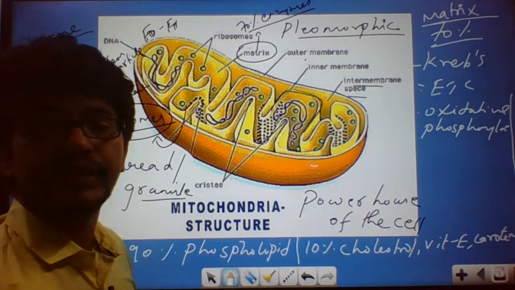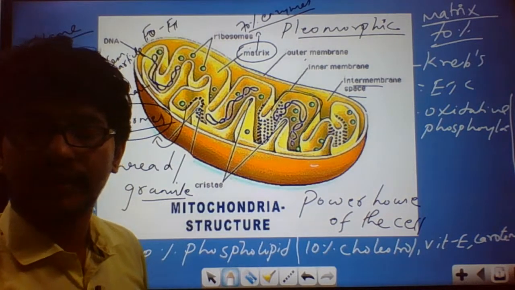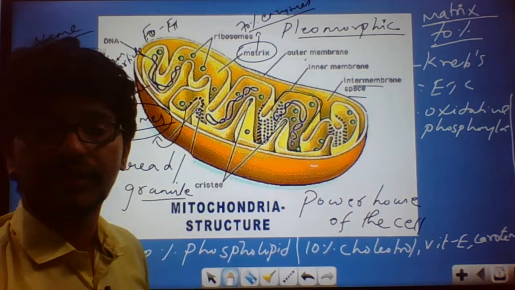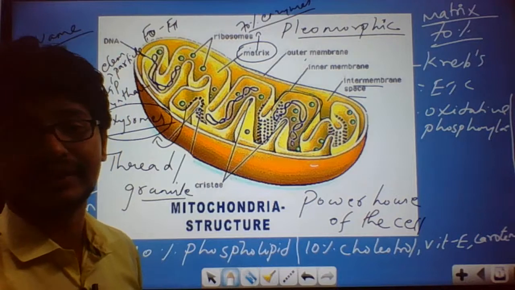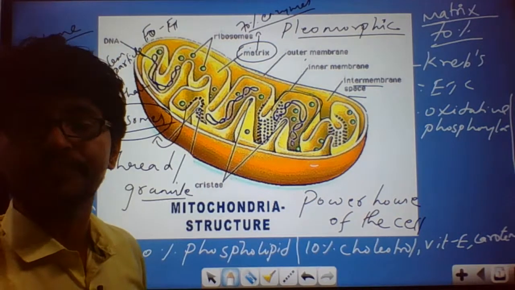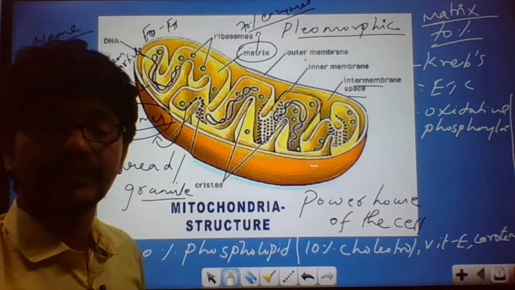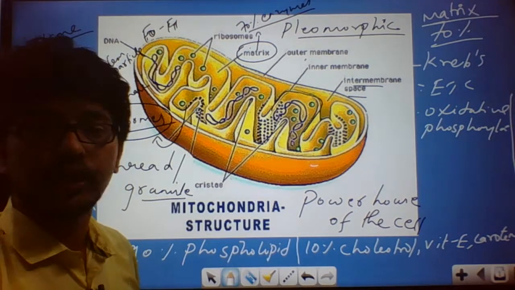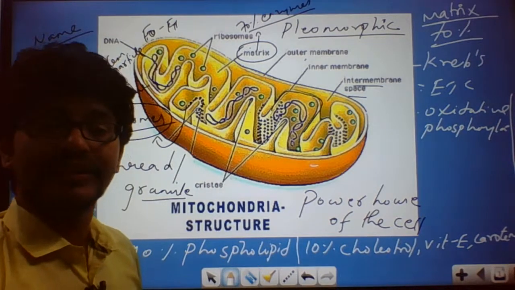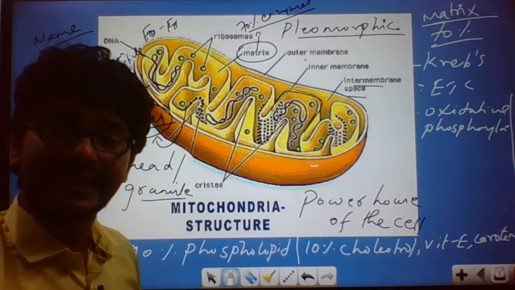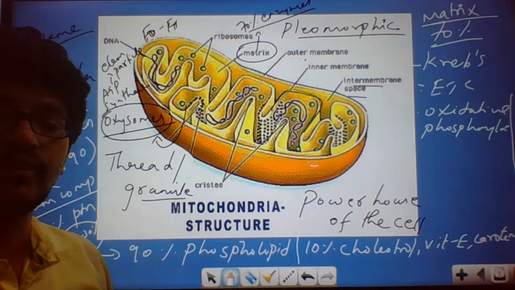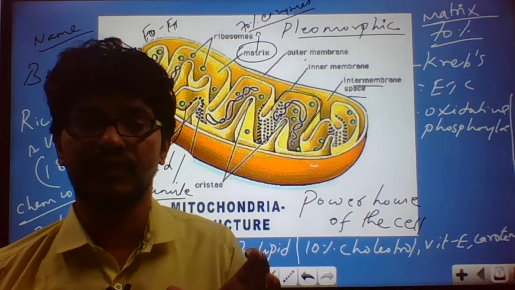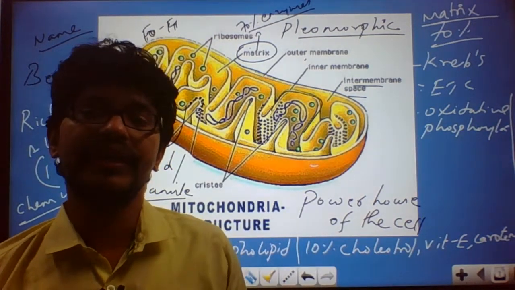And one more important thing about the mitochondria: it does not depend on the nuclear DNA, because it has its own DNA, the mitochondrial DNA. It need not depend on the nucleus for all the proteins. Since it has its own DNA, it can produce them. You would have studied the central dogma: replication, transcription, and translation, which is what DNA performs.